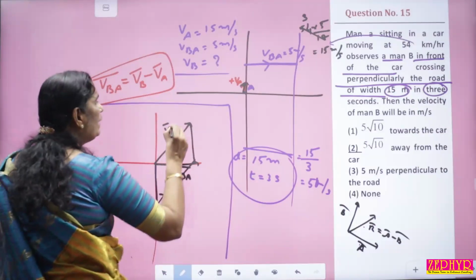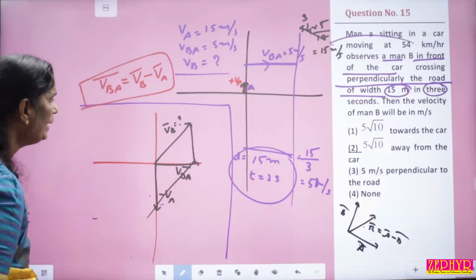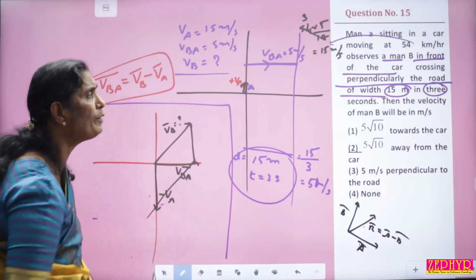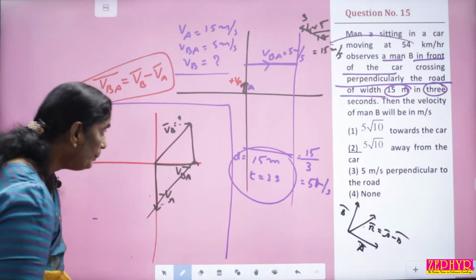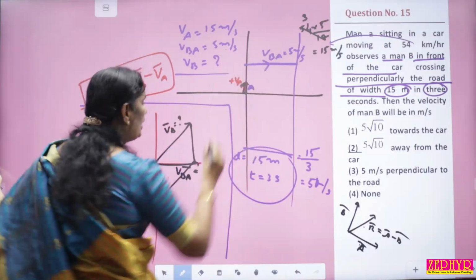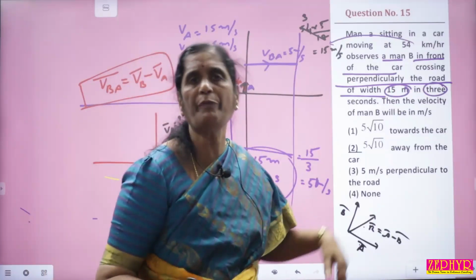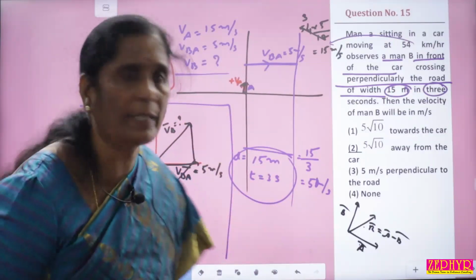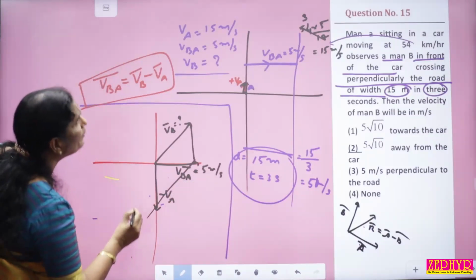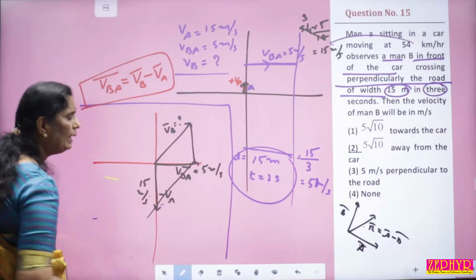So I want to know what the velocity of B is. Velocity of B will be question mark, like that. Okay, ready? Yes. So now think from the mathematics point of view. What is VBA? We can understand the magnitude and direction from the figure. First magnitude separate, direction separate. What is VBA? VBA will be 5. What is VA from the magnitude point of view? 15 meters per second.